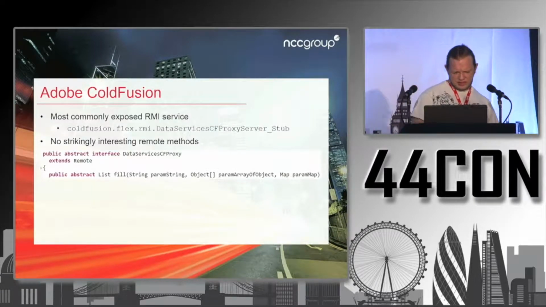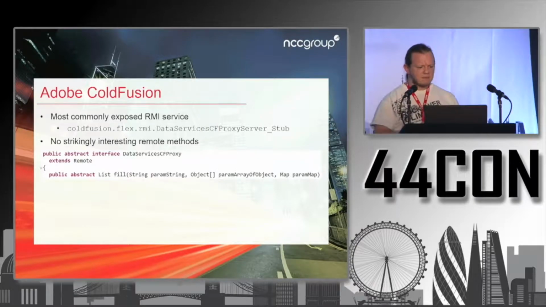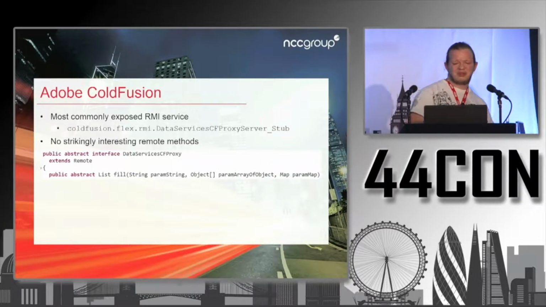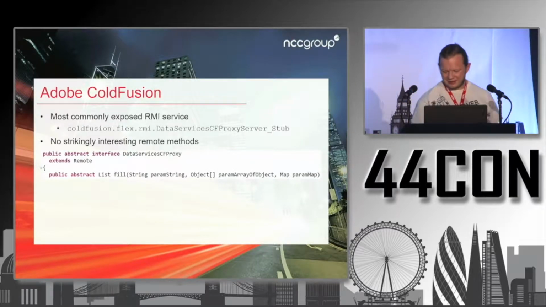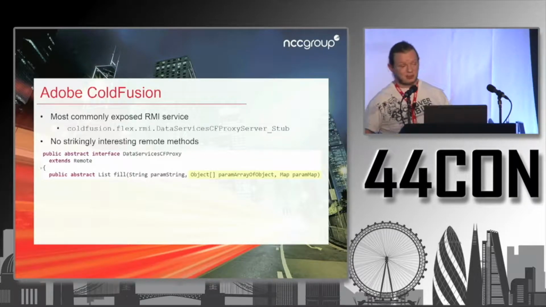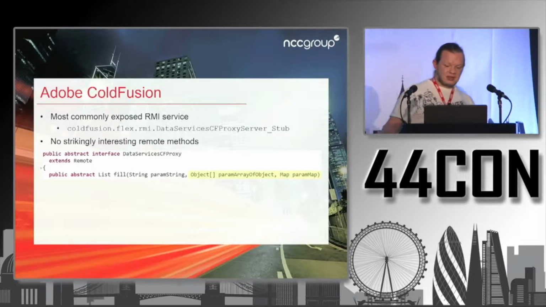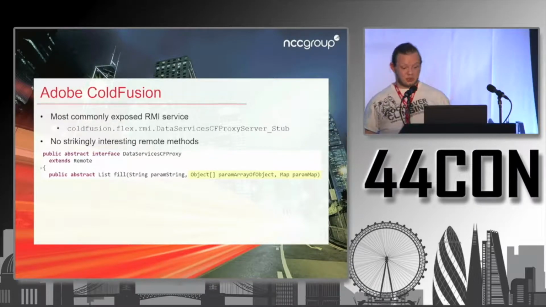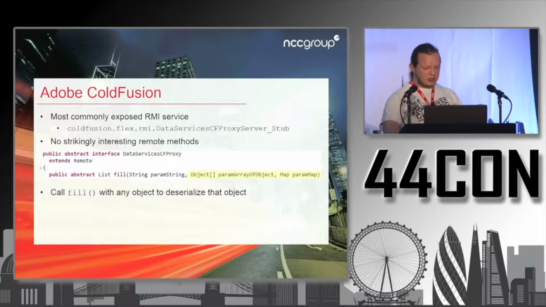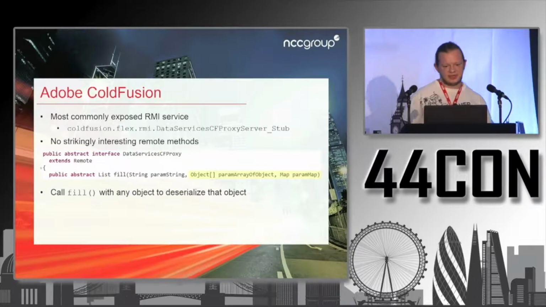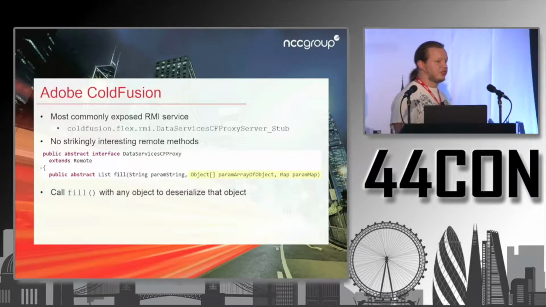But then I noticed this. Those that are familiar with deserialization attacks should notice the issue there. We can pass any object we like as a parameter to this method, in either of the last 2 parameters: one's an array of objects, one's a map which can contain arbitrary objects. So we call this fill method, and we can have the server deserialize any object we want.